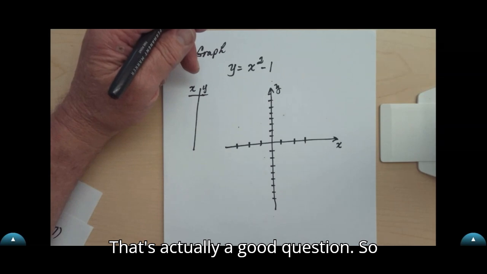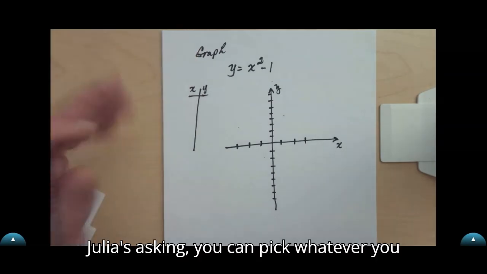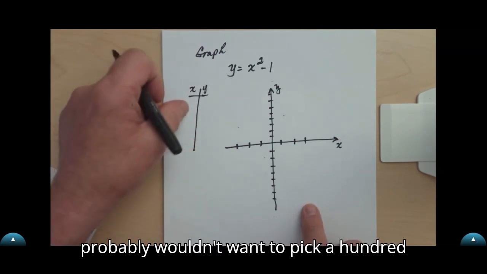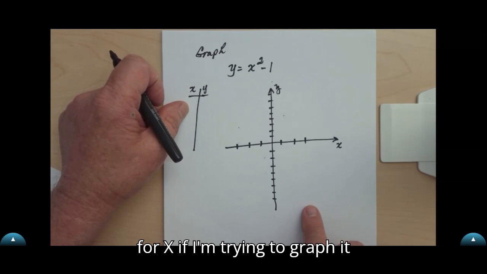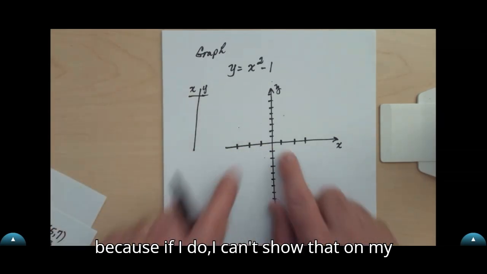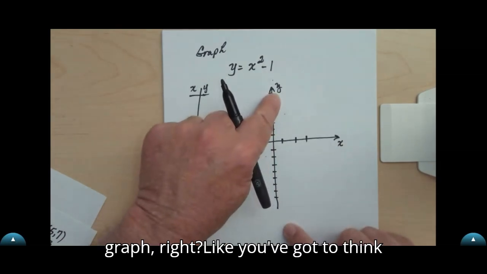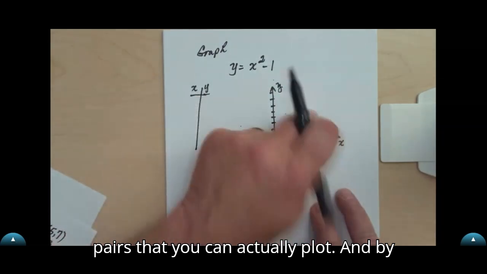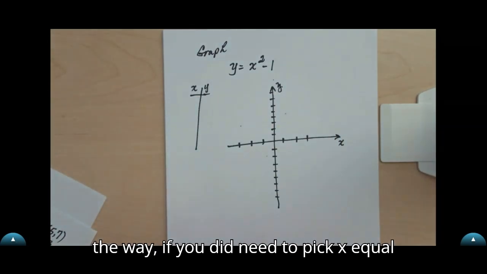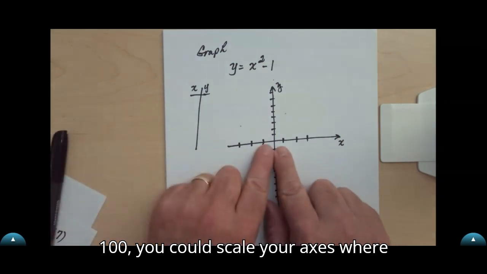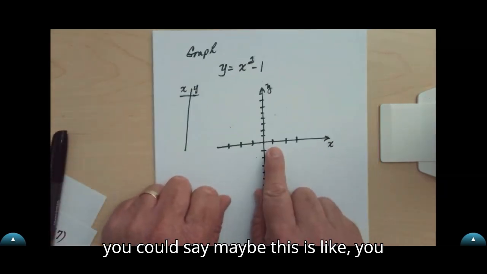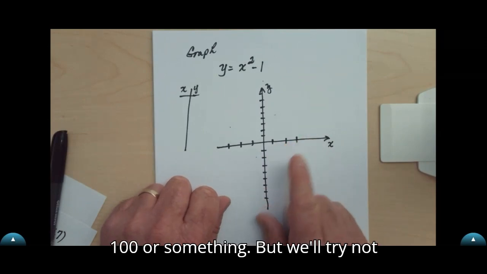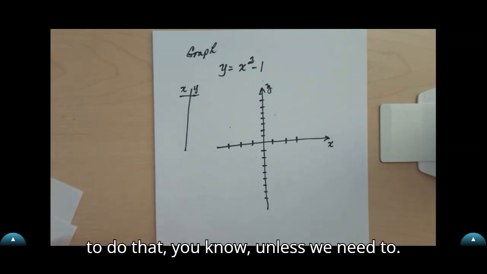That's actually a good question. So Julia's asking, can you pick whatever you want for x? Yeah, you can, but I probably wouldn't want to pick 100 for x if I'm trying to graph it, because I can't show that on my graph, right? You have to think about finding ordered pairs that you can actually plot. And by the way, if you did need to pick x equals 100, you could scale your axes, maybe 20, 40, 60, 80, 100 or something. But we'll try not to do that unless we need to.